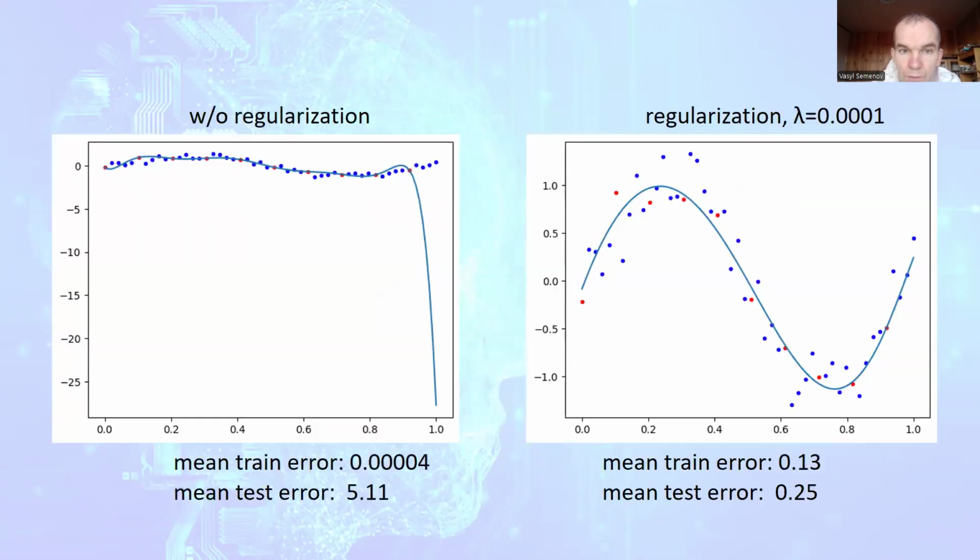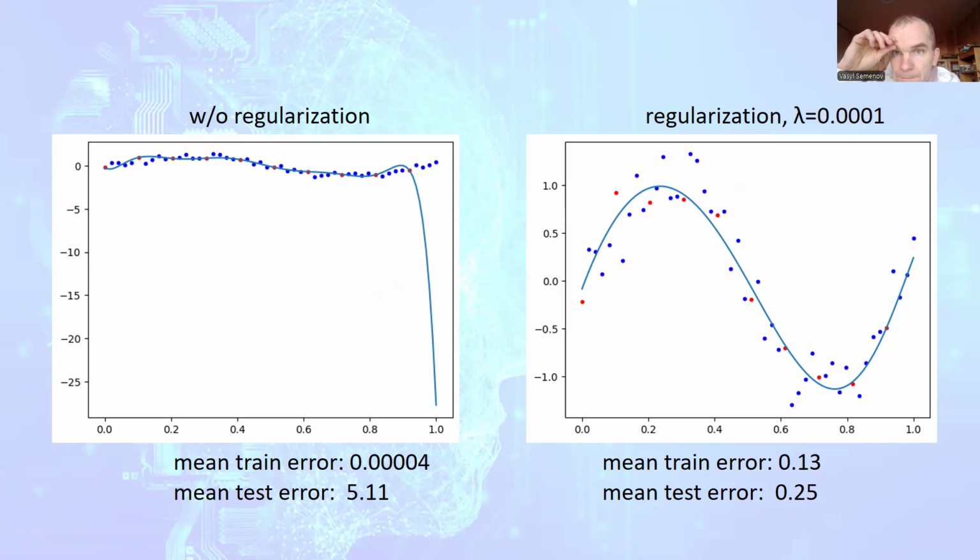I would like to show a few examples of the effect of regularization. For example, we can see an example of regularization for a high order polynomial, maybe a 10th degree polynomial on the left. Without regularization, we have a very high test error as opposed to almost zero training error.